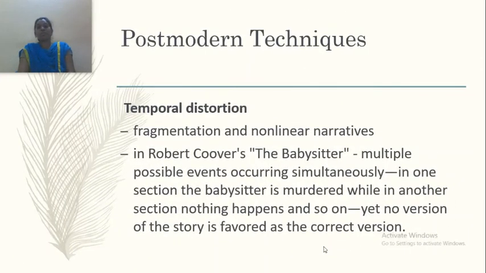Then we have temporal distortion. From the term itself, you could easily identify that it is non-linear narration. Yes, it is the thing which had already been tested by Dr. Kadir in the movie 12B. But in that era, it was a complete failure because no one could understand what was told by the director. But he showed the characters existing in two different worlds, and the experiences of the character would be completely different. Here also, in Robert Coover's The Babysitter, multiple events are happening simultaneously. In one section, the babysitter is murdered, while in another section, nothing happens to the babysitter. Therefore, both versions are correct. It is in the hands of the audience or the readers to choose which version he or she prefers.